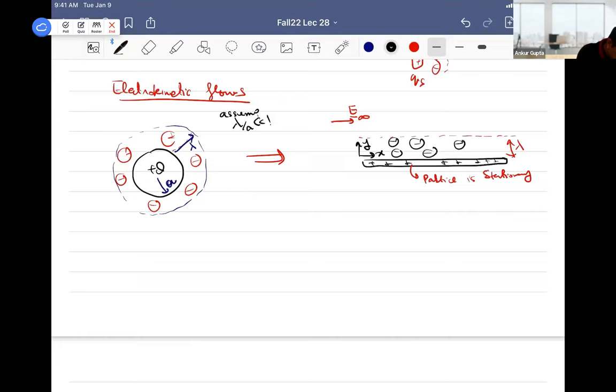Negative here, the one positive goes inside, and then positive, negative outside this double layer. Then the question really is, do you think there will be some fluid flow? That's what I'm going to ask.